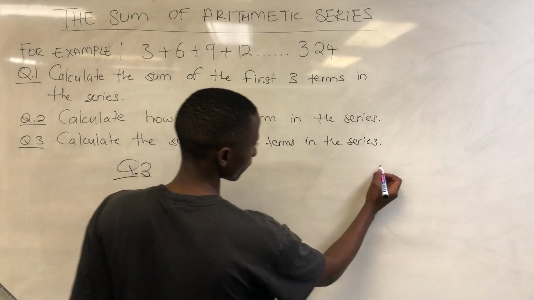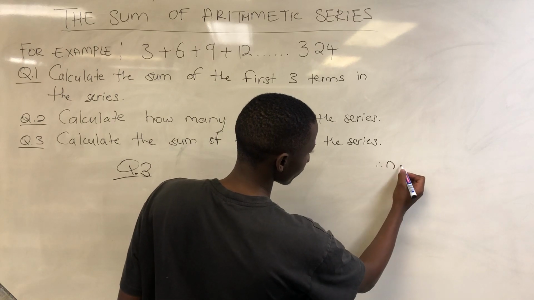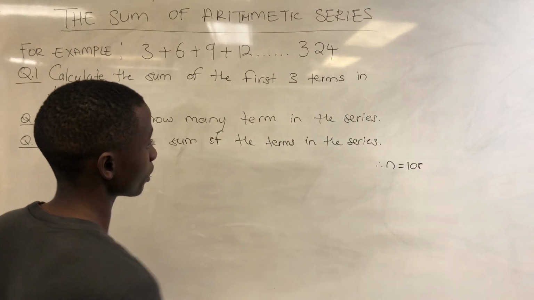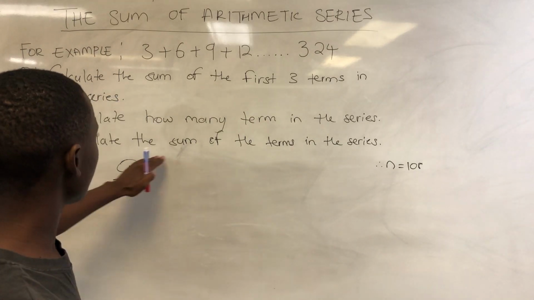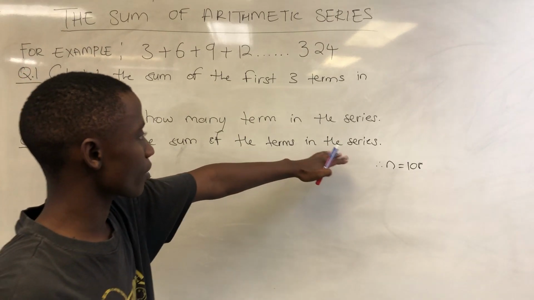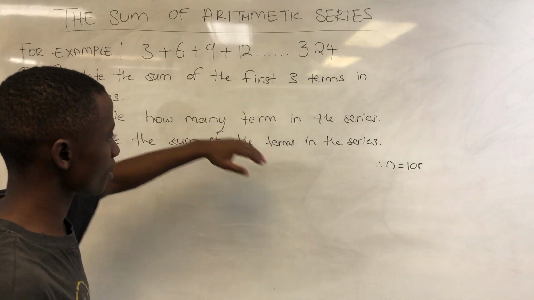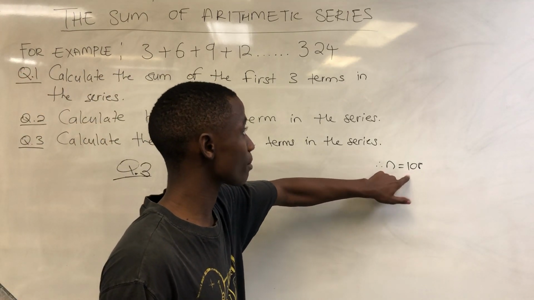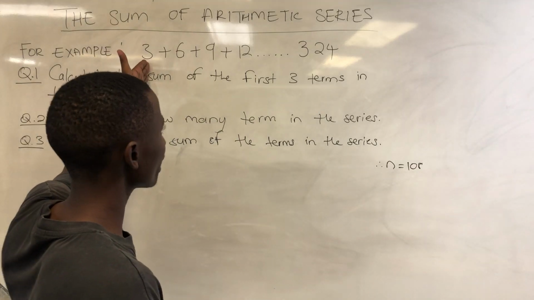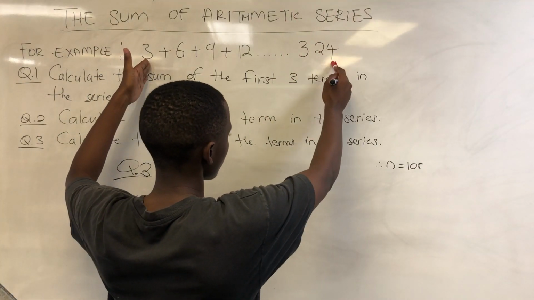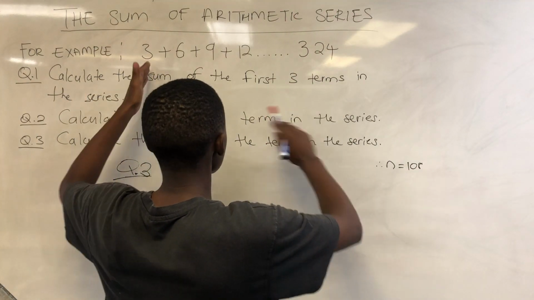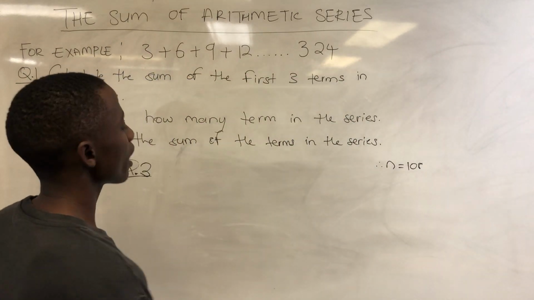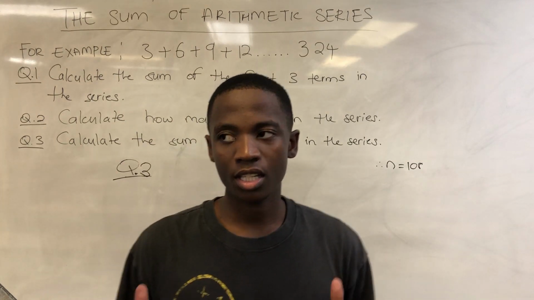Our n is 108. So calculate the sum of the terms in the series. How many terms are in the series? 108 terms. Let's calculate the sum of these 108 terms, meaning that we add from 3 up until 324, which are 108 terms, from the first term to the last term. There are 2 ways to kill this cat, ladies and gents.